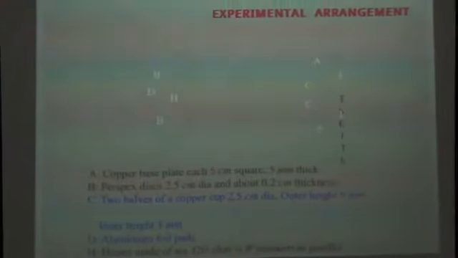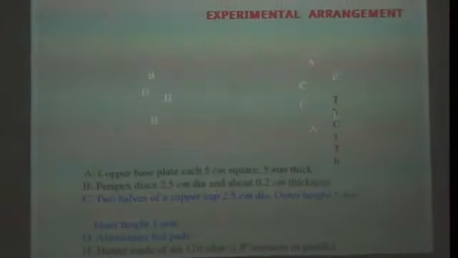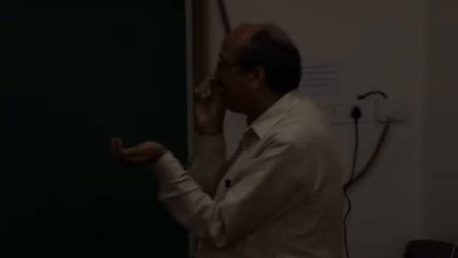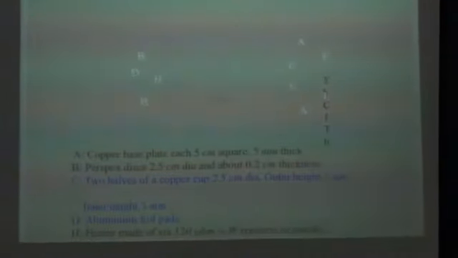So here again the experimental details are not shown, I will explain them to you. In this case there are two hollow cups of copper. They are taken, and then a heater is designed. This is the copper base plate. These are two halves of copper, 2.5 centimeter diameter, outer height 5 millimeter, inner height 3 millimeter. So we have one cup, and we have another cup.